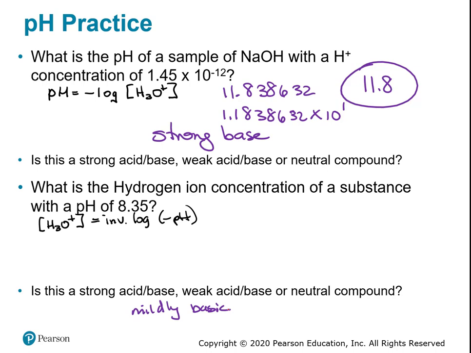All right, but we want to calculate this. To find the hydrogen ion concentration, it's the second log of the negative pH. If you have the old calculator, put in the pH 8.35, hit the plus minus button, then do second log. If you have a graphing calculator, you just hit second log, then the plus minus button, then put in the pH and equals, and it should be fine. So I have to go 8.35, make it negative, and then second and log.